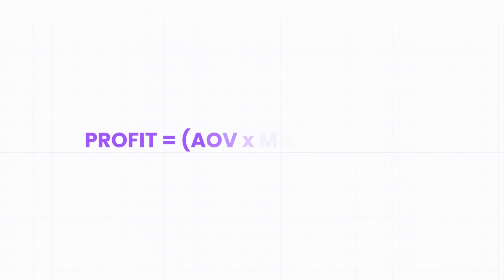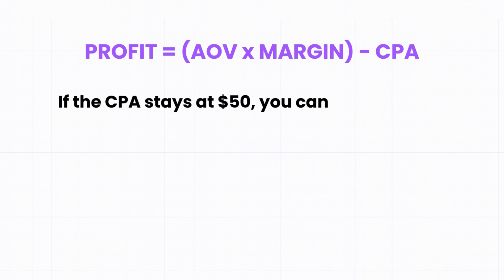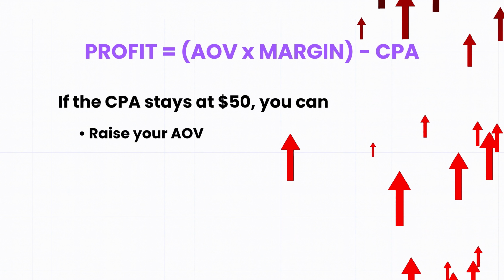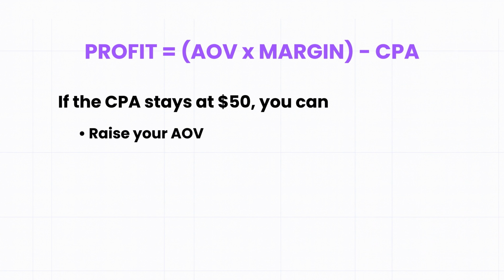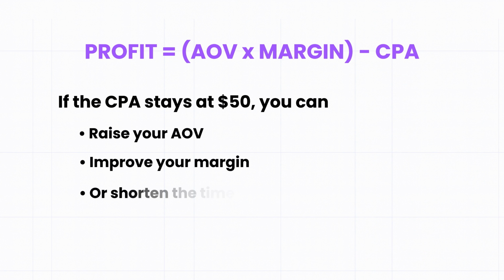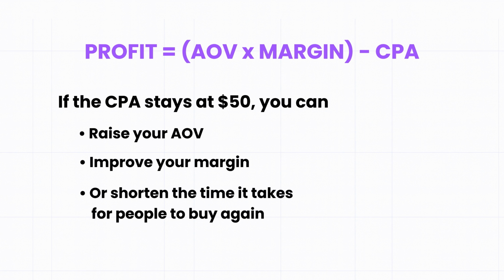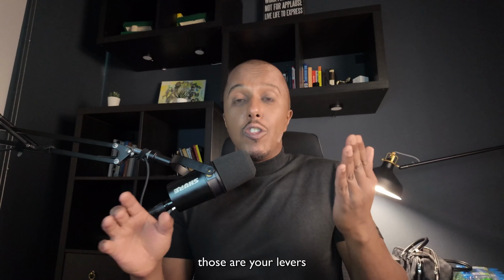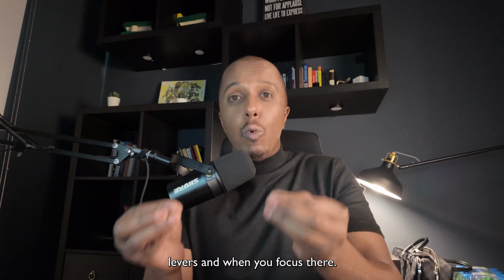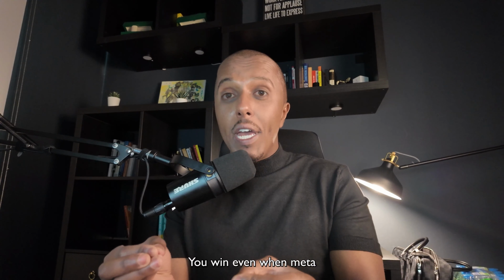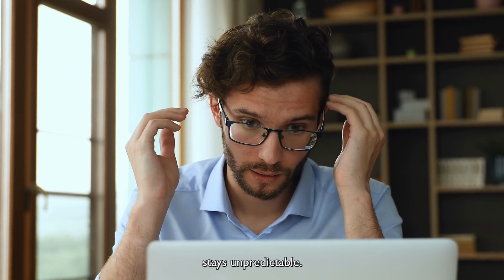Profit equals your AOV times margin minus your CPA. So if your CPA stays at 50, if you raise your average order value, your AOV, and you improve your margins, or you shorten the time it takes for people to buy again, those are your levers. And when you focus there, you win, even when Meta stays unpredictable.